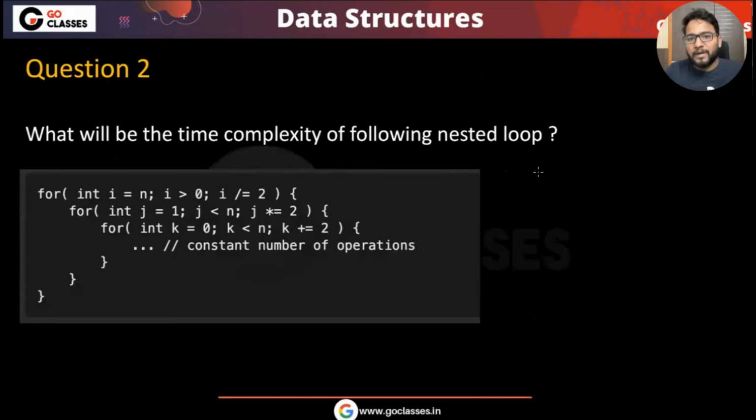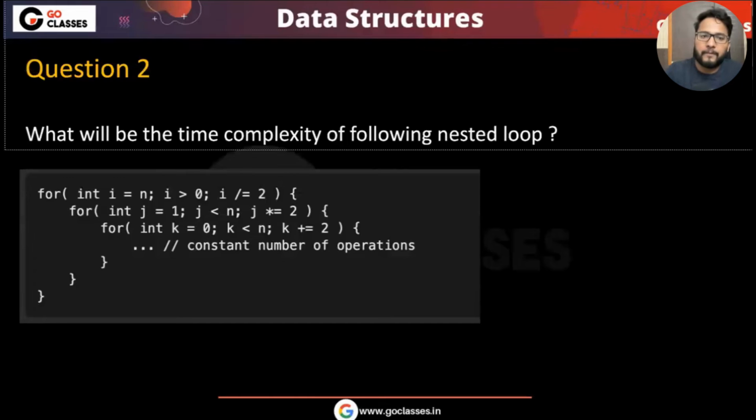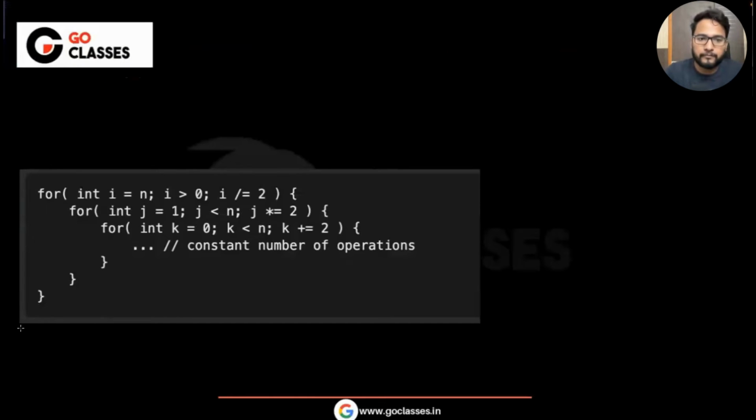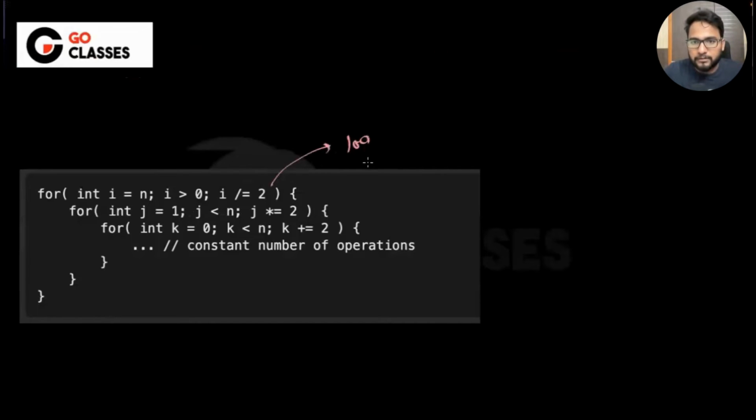What will be the time complexity of the following nested loop? That's being asked. Tell me how many times you are going to run this loop. Let me go to the next page to solve this question. Now, how many times will the uppermost loop run? You are dividing by 2 every time, which means you are going to run it log n times, log base 2.